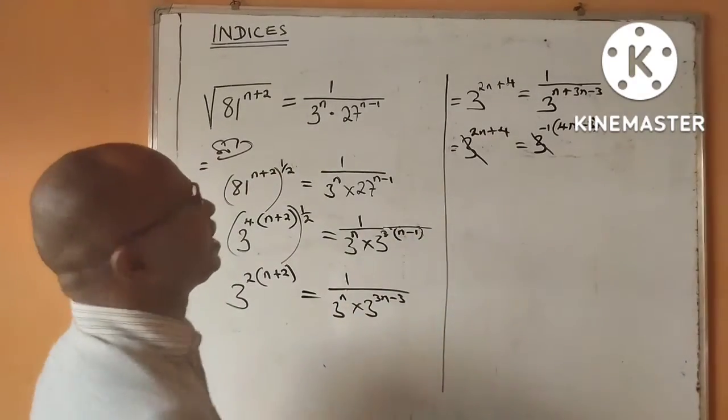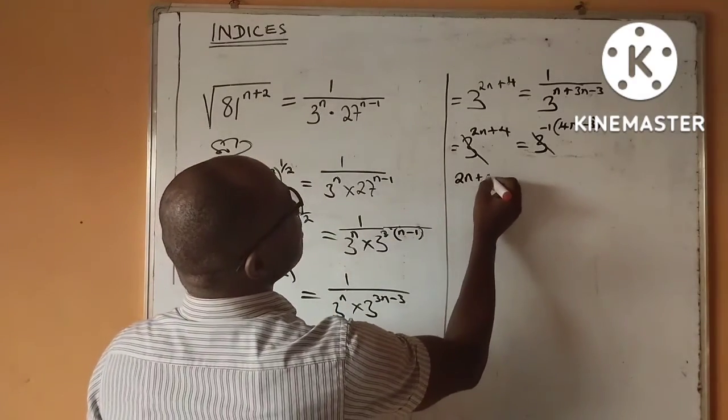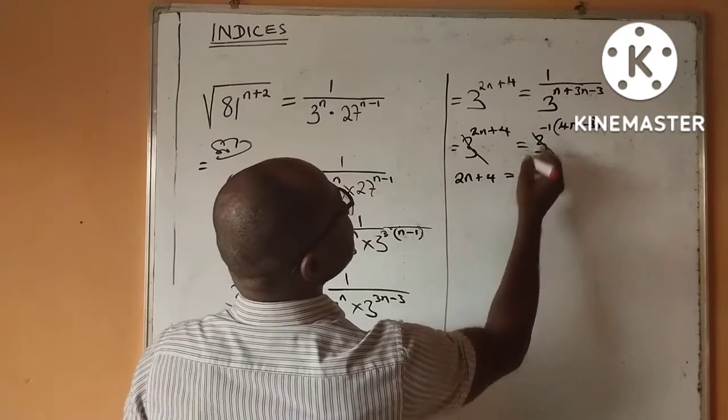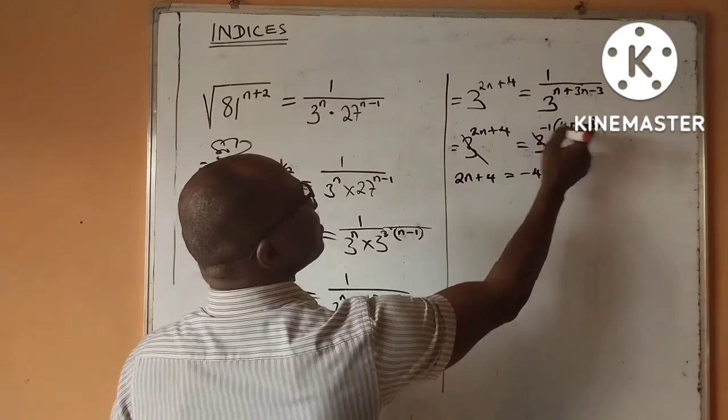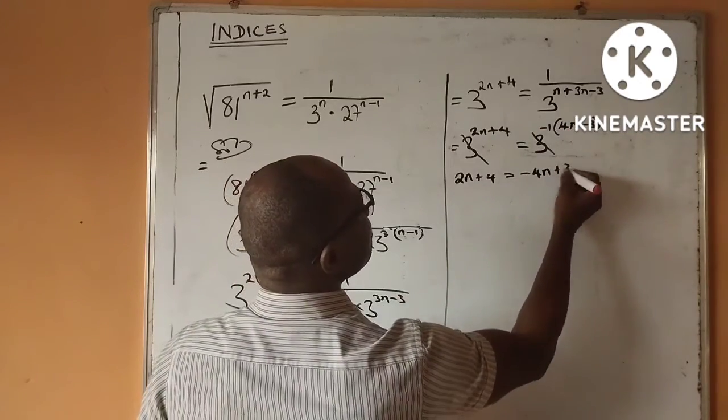Alright, finally, the bases are equal, so the powers now will be equal, and that is where we get the value of n, which is now 2n plus 4 equal to, opening the bracket, minus 1 times 4n will give me minus 4n, minus 1 times minus 3 will give me plus 3.